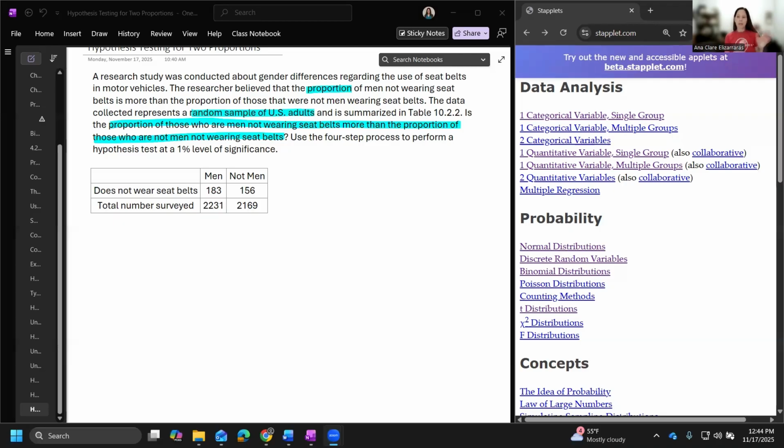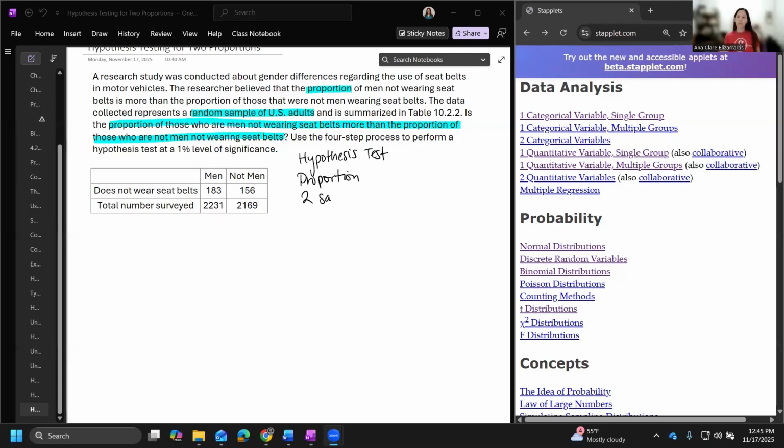Now, men versus not men, I realize not is in this sentence a lot, but I'm trying to just categorize two people in a binary sort of way in a place that might not be binary. So we're dealing with men versus not men. And this asks us to perform a test. So we're doing a test. It does talk about the proportion, those who wear seatbelts and don't. That is categorical. So this is a proportion problem. And we have two groups. We have men versus not men.